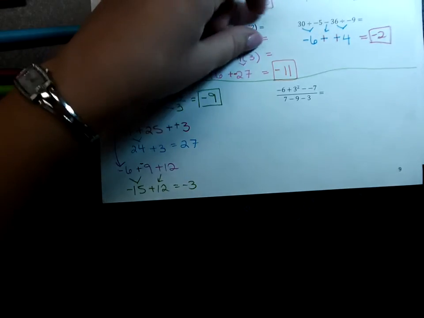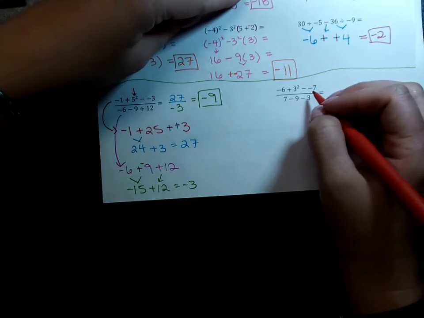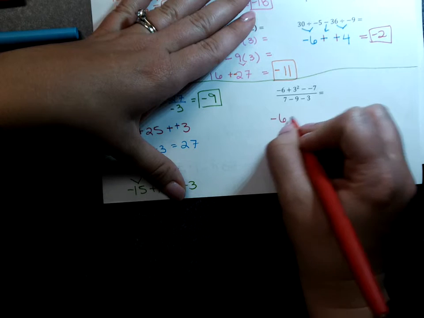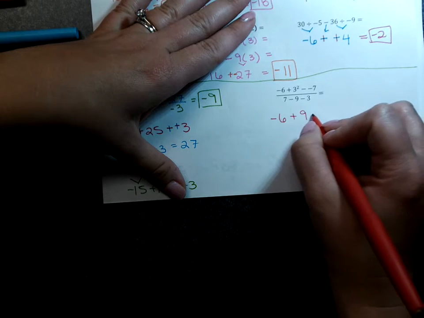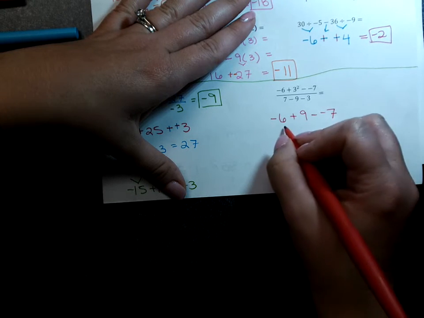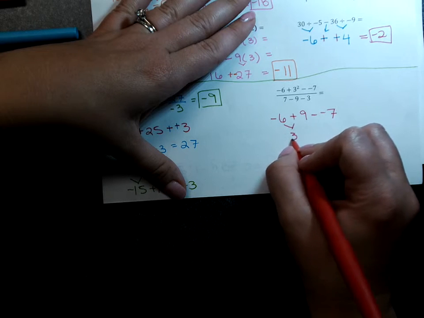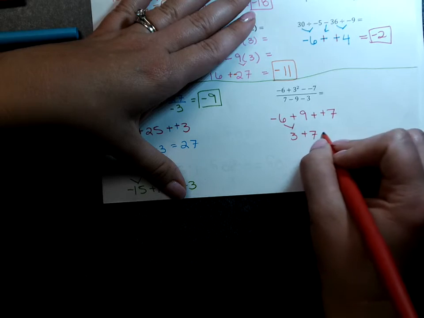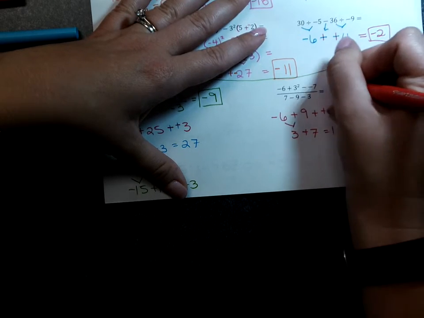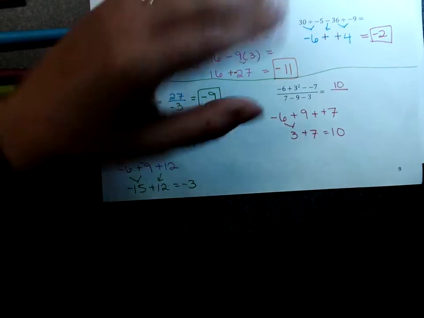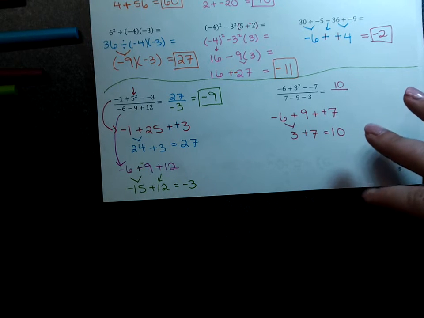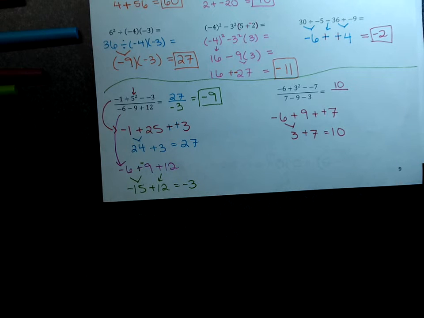Negative 6 plus 3 squared minus negative 7. So that'll be negative 6 plus 9 minus negative 7. Negative 6 plus 9 is 3. I'm going to do keep, change, change to make it plus 7. And the top works out to 10. If I went too fast, just pause the video, try it on your own, and then play the video, and you can watch my steps again.